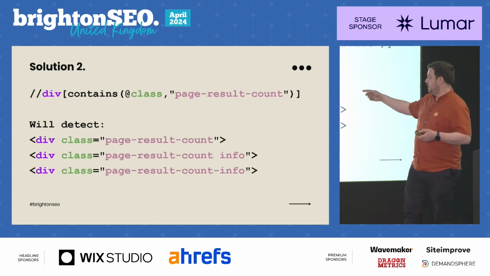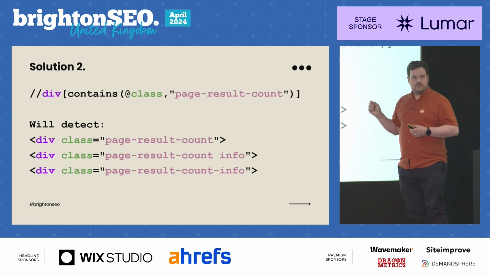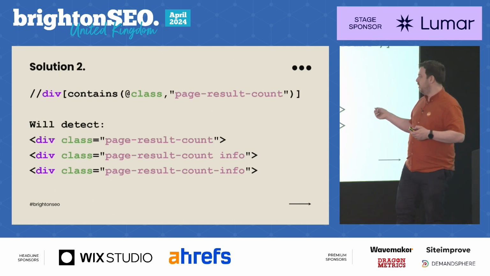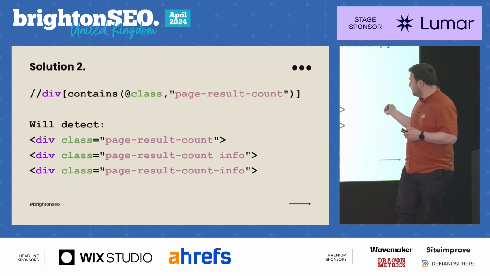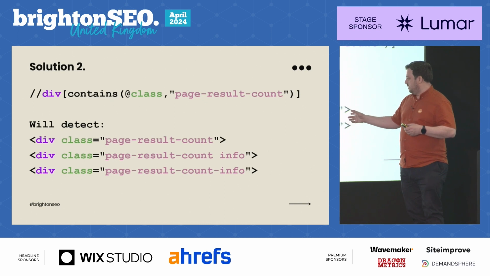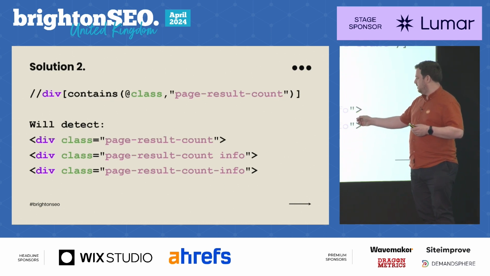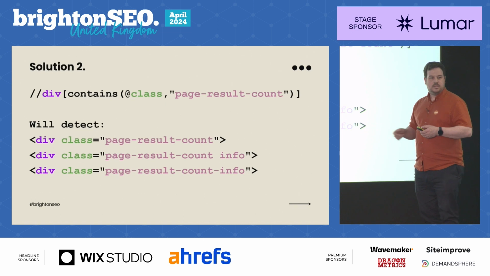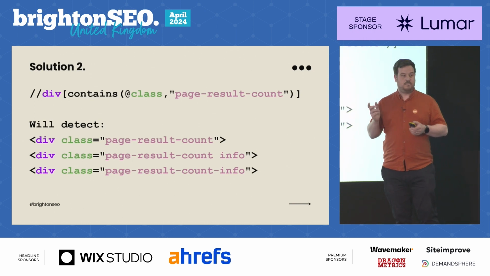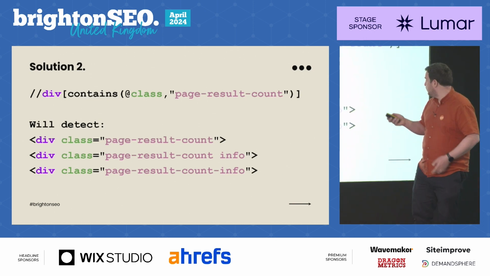So you've got your exact match one, which I showed you in the previous slide. But now this is also really useful if your attribute has multiple values. Quite often, a class might have multiple classes within it. But it will also detect the third one as well, that's if your class type has a little bit on the end. So you do need to be a little bit careful if you use this method, because you might end up catching content that you didn't mean to.